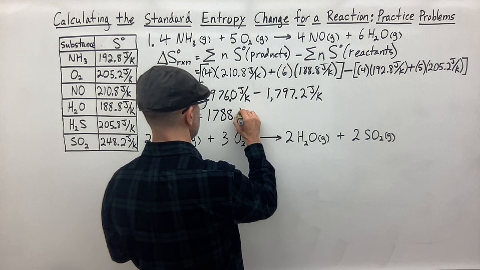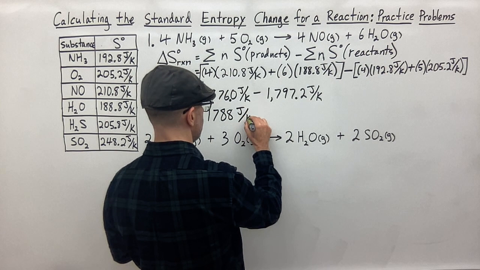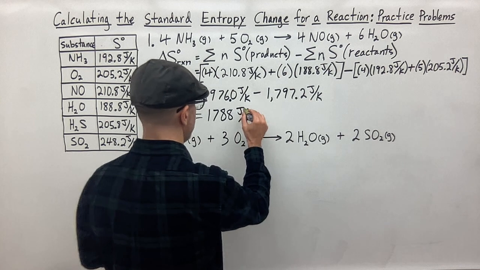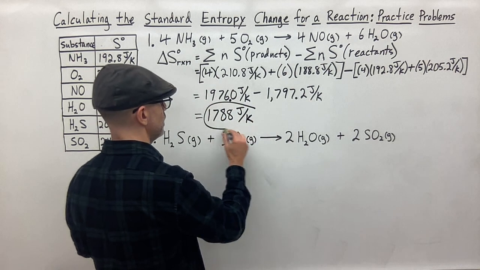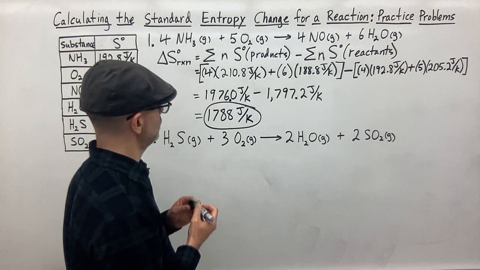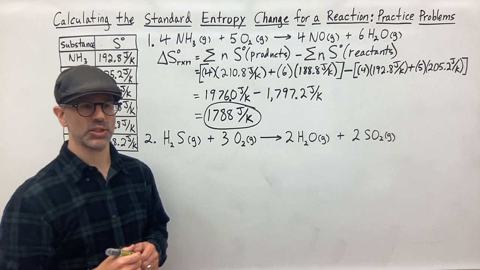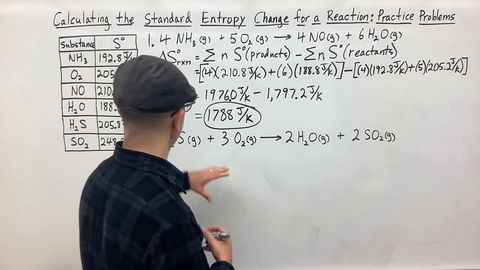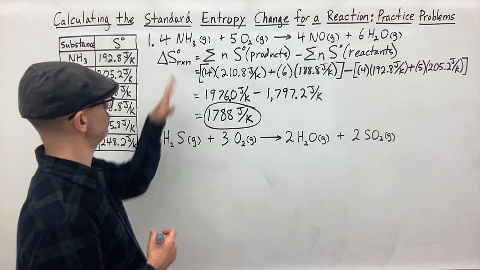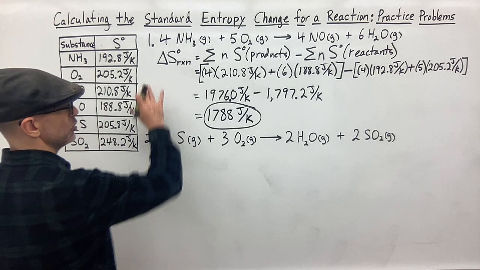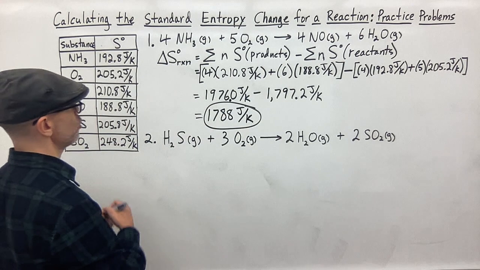88 joules per Kelvin. And so that, ladies and gentlemen, is the standard entropy change for this particular reaction. So, and then for this one, we do the exact same thing, use the same equation. So I'll just leave it up here.